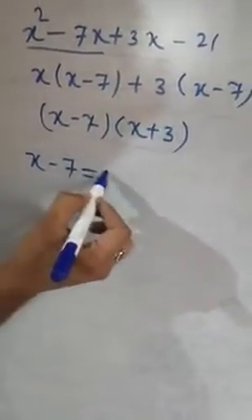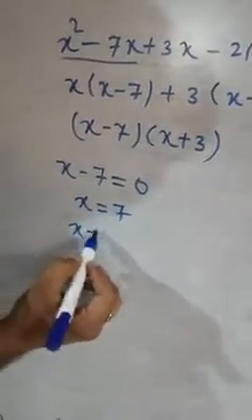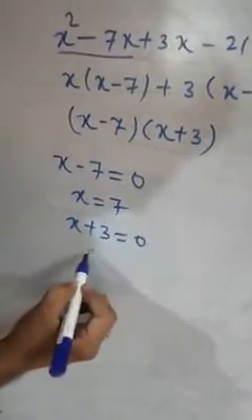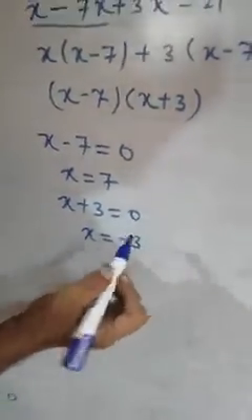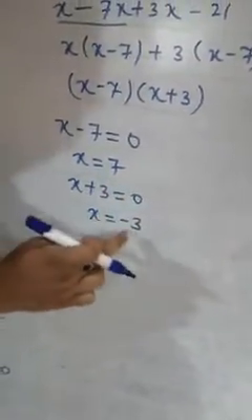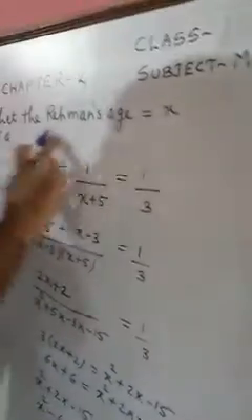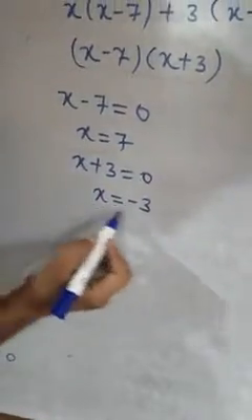x minus 7 is equal to 0, x is equal to 7. x plus 3 equal to 0, x is equal to minus 3. Now we got x equal to 7, positive answer, and x equal to minus 3, negative answer. We know very well that h cannot be negative. So we will not consider x equal to minus 3.